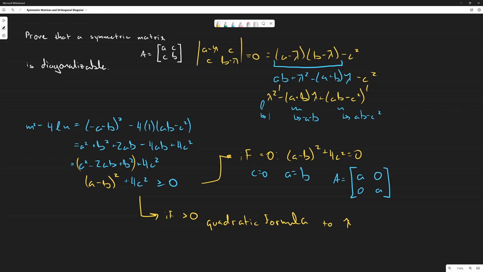Hopefully you learned something about this and solidified the fact that, given a symmetric matrix, we know that all the eigenvalues are real and the matrix is diagonalizable.